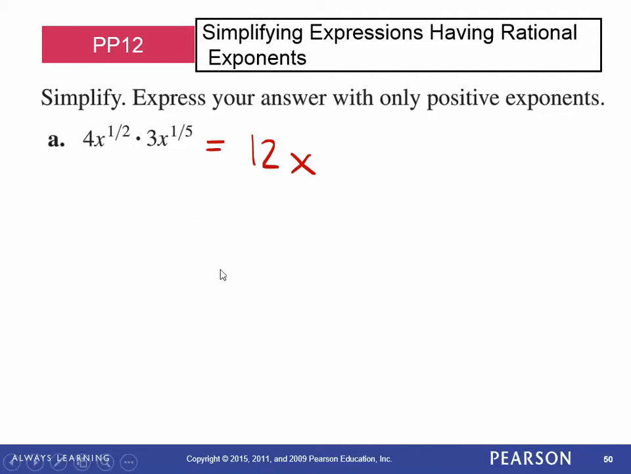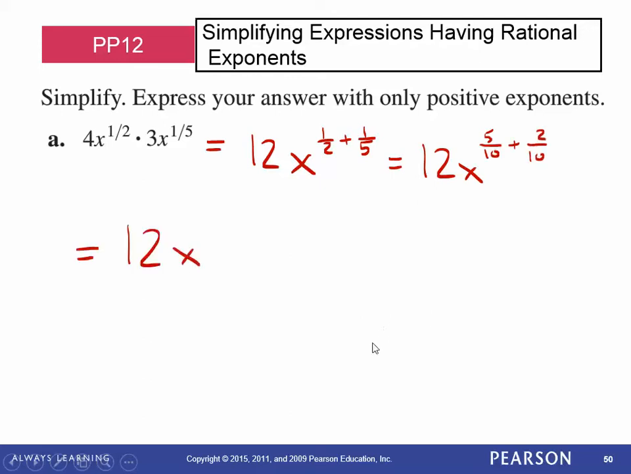And then we'll have this little issue here. We're multiplying a base of x. So therefore, we're going to add the exponents. So 1/2 plus 1/5. If that's the case, we have to get a common denominator. So the 12 is still there. Common denominator is 10. So how about 5/10 and 2/10? And eventually we get 12 times x to the 7/10, and there it is. There's the simplified version of that expression.